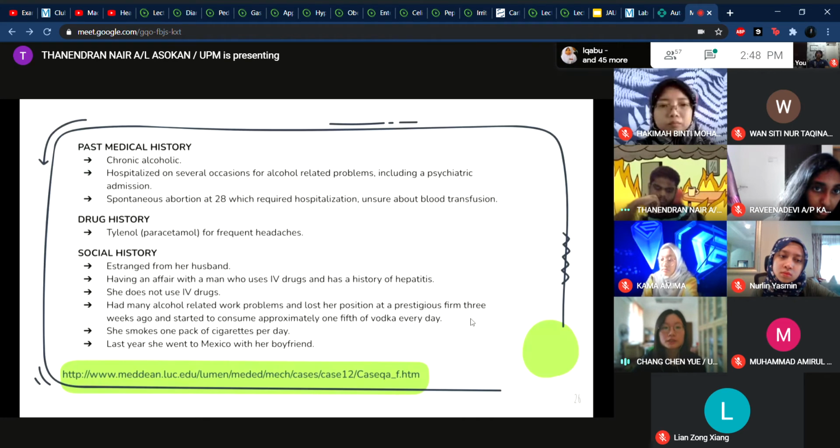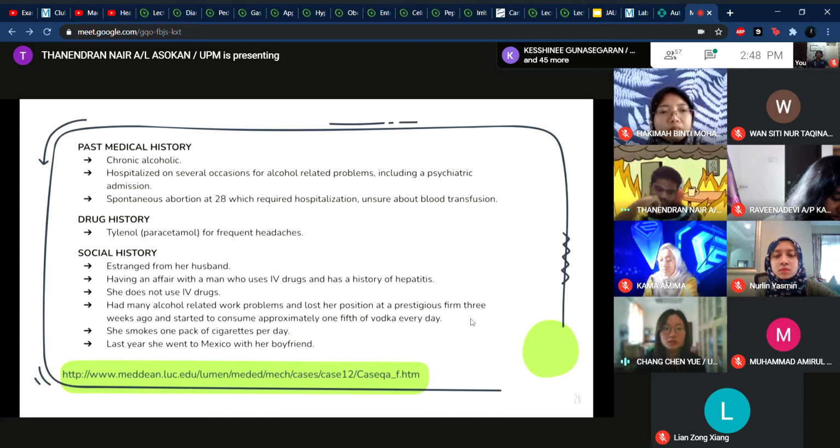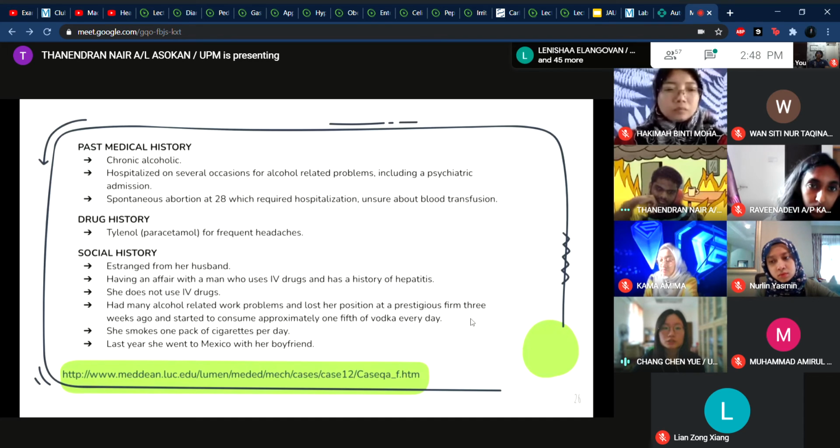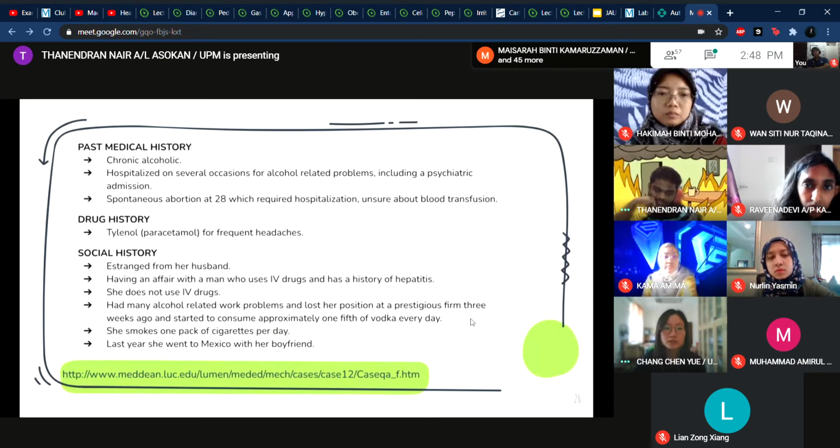So for her past medical history, she is a chronic alcoholic and has been hospitalized on several occasions for alcohol-related problems, including a psychiatric admission. And at her age of 28 years old, she had a spontaneous abortion, which required hospitalization, but she's unsure about blood transfusion.